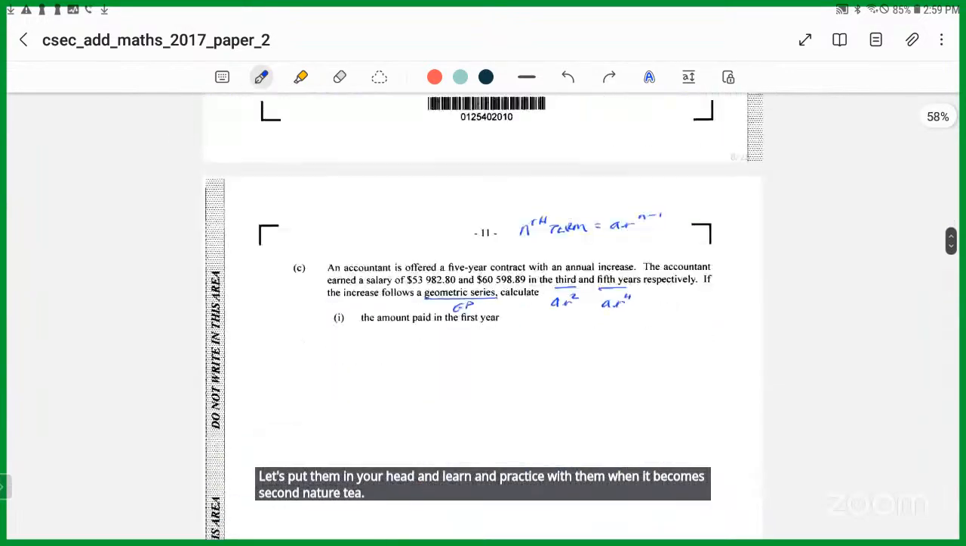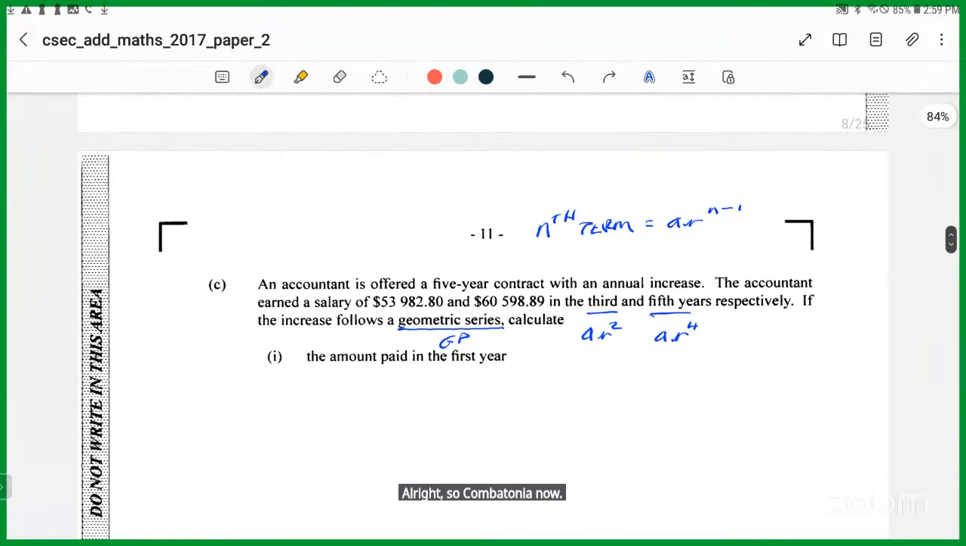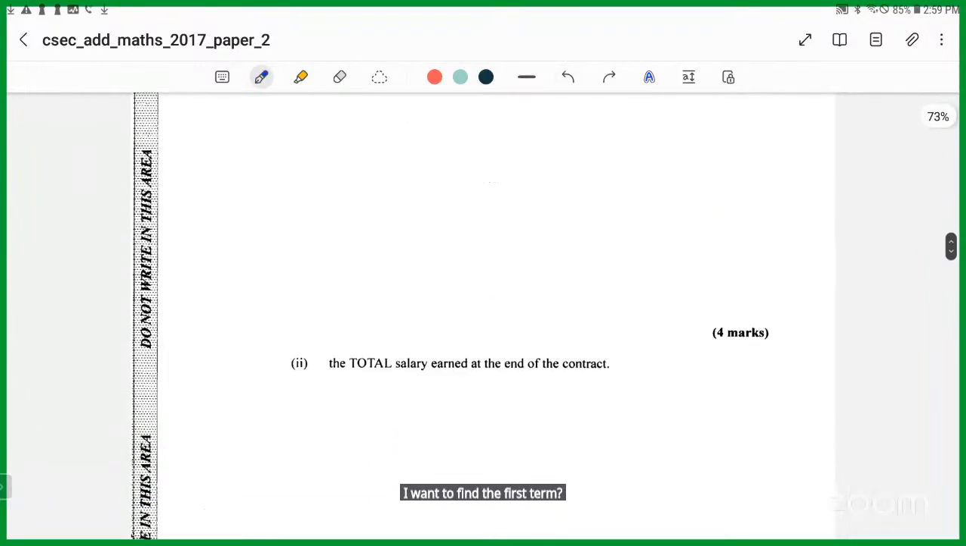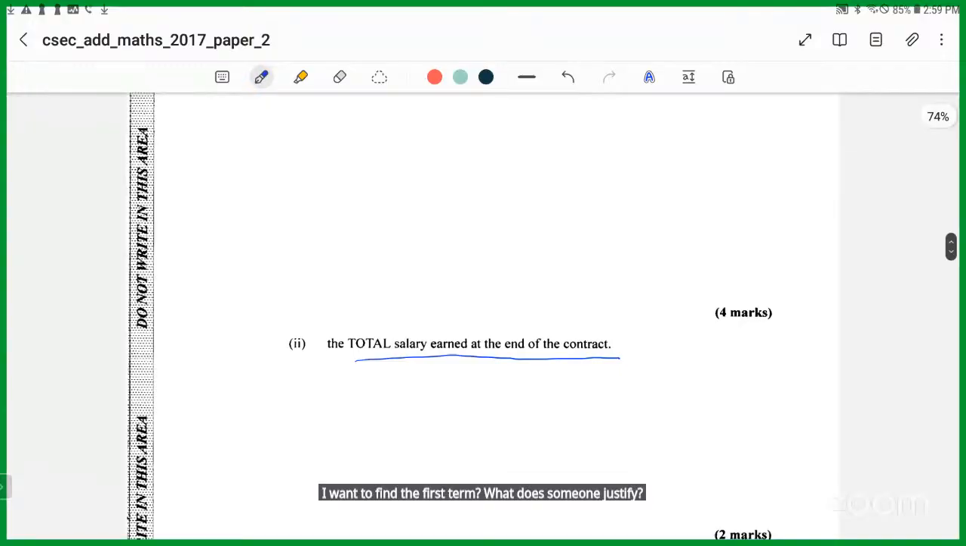Alright, so come back down here now. So basically setting up simultaneous equations. I want us to find the first term. What else do I want us to find? The total earned at the end of a contract.